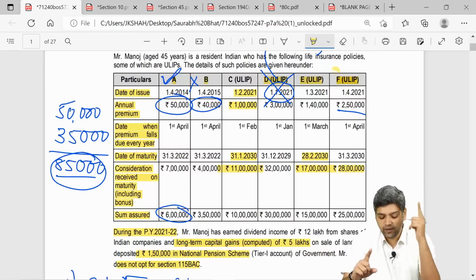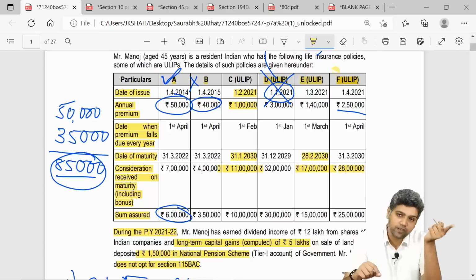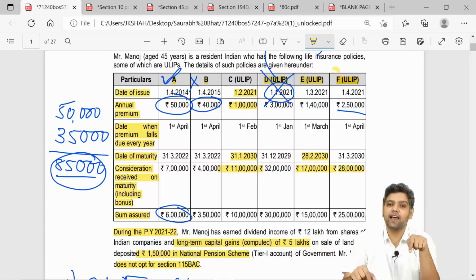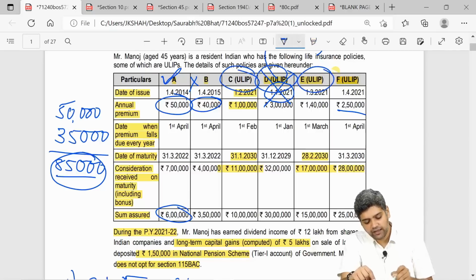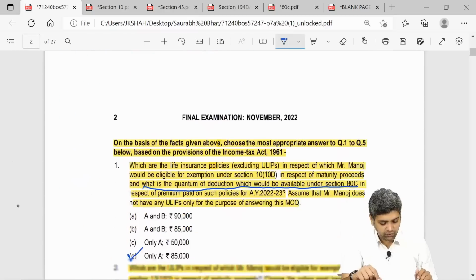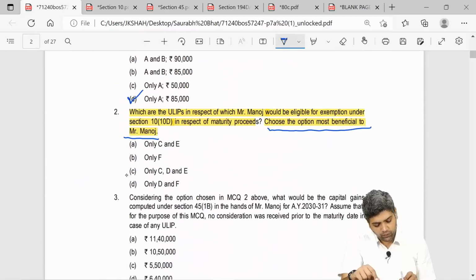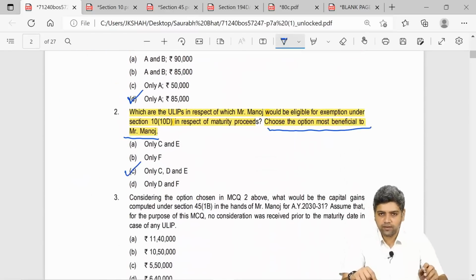So as I told you, C plus E, the aggregate of premium does not exceed 2,50,000 and that is more beneficial because the gain is higher. So as a result, the tax saving is higher. So I would prefer to take exemption under C, D and E. So the answer to this would be option C. I hope this is clear.